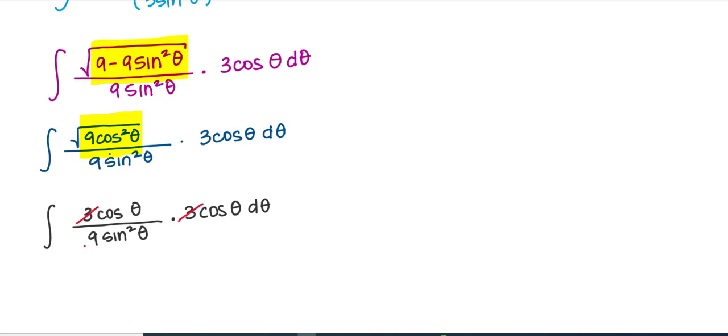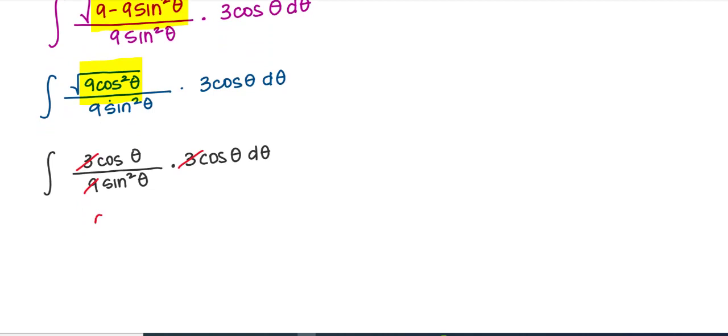3 times 3 is 9, divided by 9 is 1. So I would be bringing out a 1 as a constant coefficient. I don't need to do that. And now I have antiderivative cosine theta times cosine theta would be cosine squared theta over sine squared theta d theta. And this is where we have a trig integral that hopefully we mastered from the previous section.